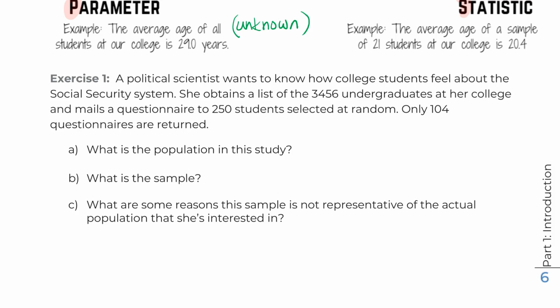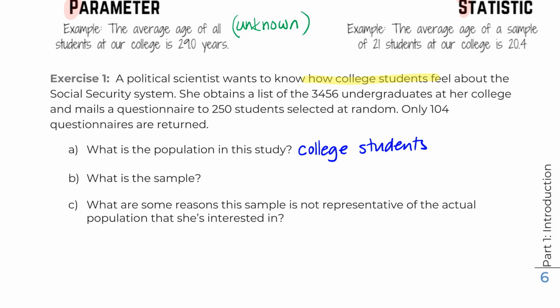So if you're coming back after pausing, we have this political scientist who's interested in college students as a population. We know this because it says that in the first line. It says she wants to know how college students feel about Social Security. So we know what her population is.